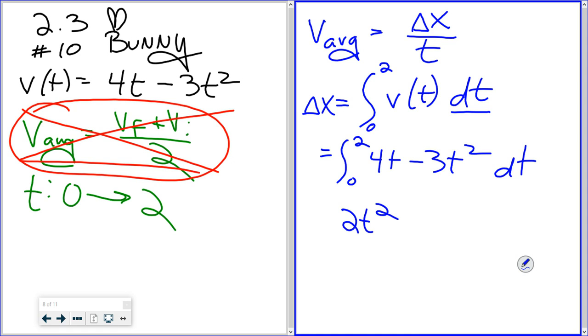Everybody good with that? Because then you bring down the 2, 2 times 2 is 4, reduce your exponent, leaves you with 4t, right? Minus what I have to take the derivative of to get 3t squared. This t cubed. All right, now I've already taken my integral, so I can get rid of the squiggly s, but I replace it with the big line that says evaluate it at 0, evaluate it at 2, and then find the difference, right?